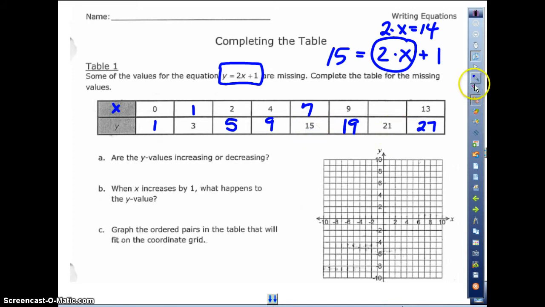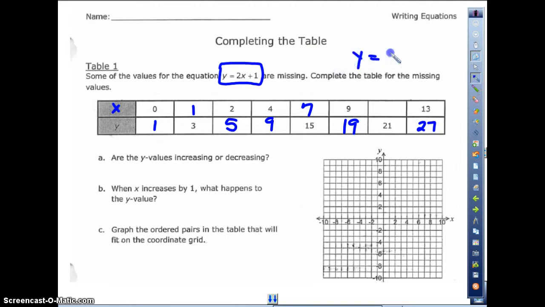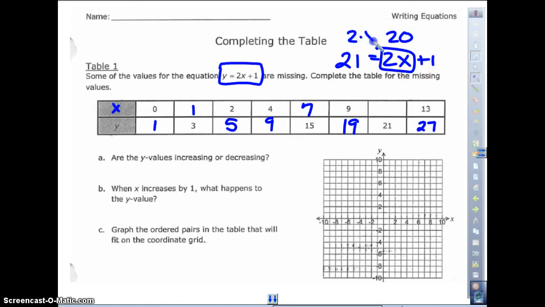Let's do that again for 21. Let's get rid of all of this. I have y equals 2 times x plus 1, but they gave me a y of 21. Let's substitute that in for the y. Some number right here plus 1 more gives me 21. This number right here has to be what? Yeah, that has to be 20. So 2 times what number gives you the 20? Yeah, this number right here has to be 10.